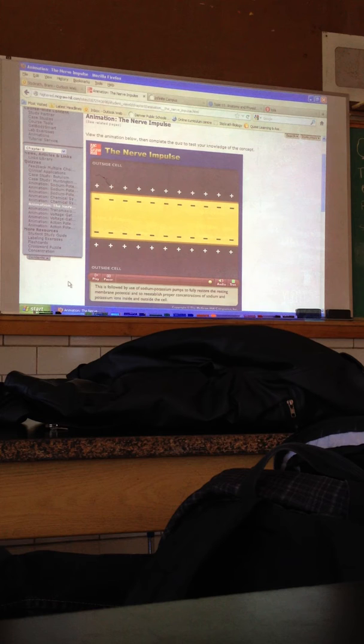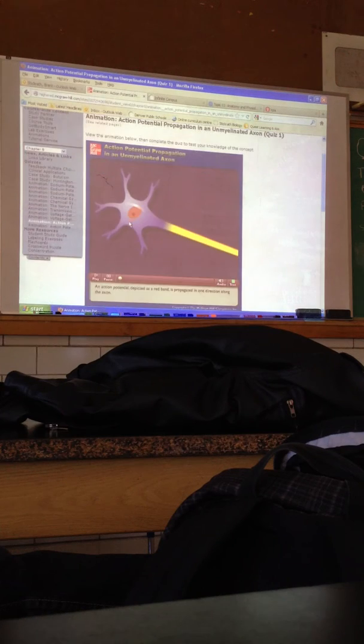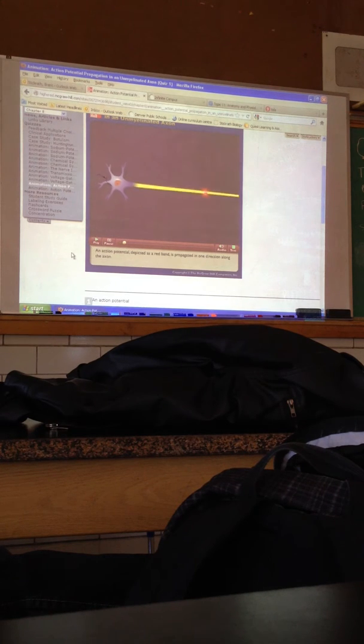So the next one I want to show you is to talk a bit about an action potential in more detail. So that first one was propagation down an axon. This one's a very similar video, but I think it has some merit in that it shows it in a different diagram. An action potential, depicted as a red band, is propagated in one direction along the axon.